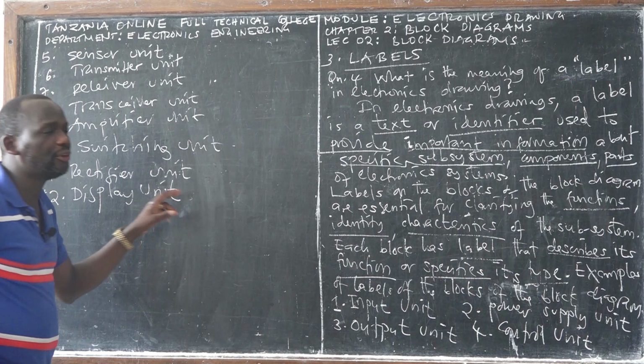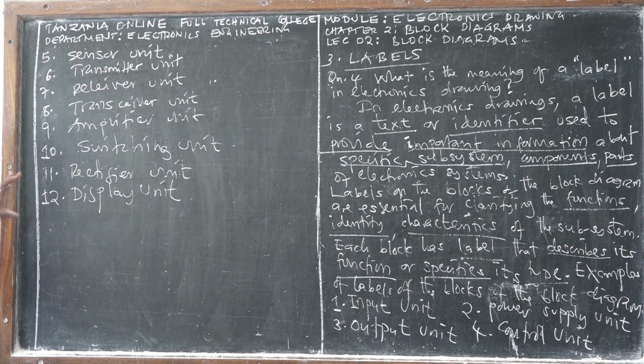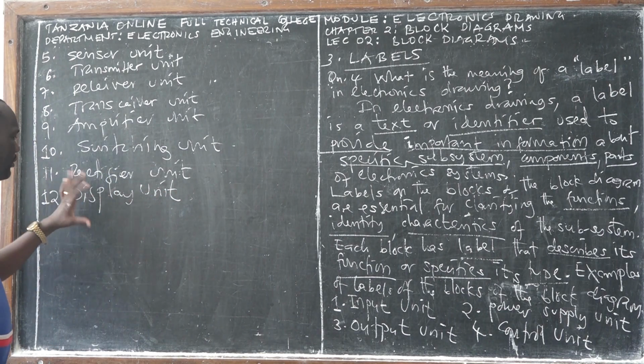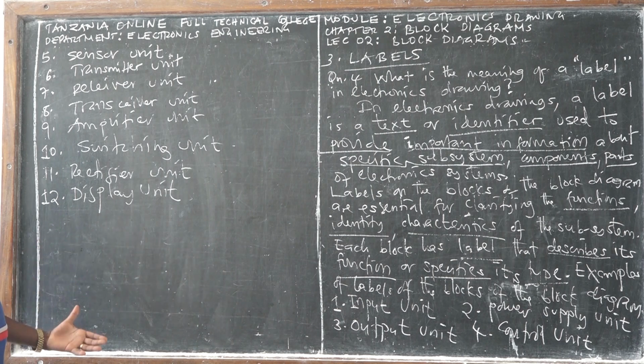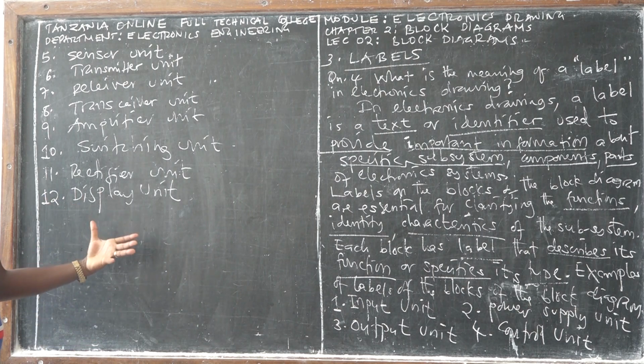Then say rectifier unit. So this is the unit that will be rectifying electric power. Then you have the display unit. Say display unit. So this is the unit which will give us visualizations of some information.